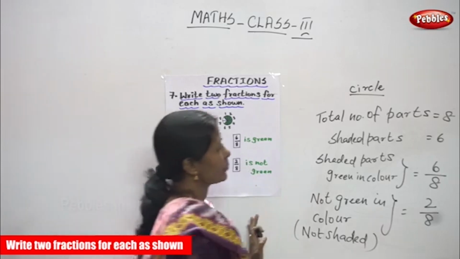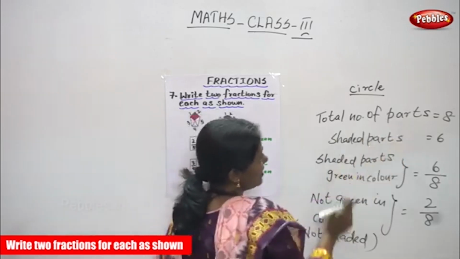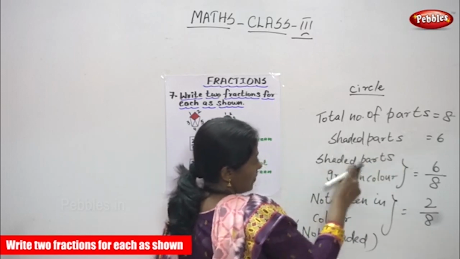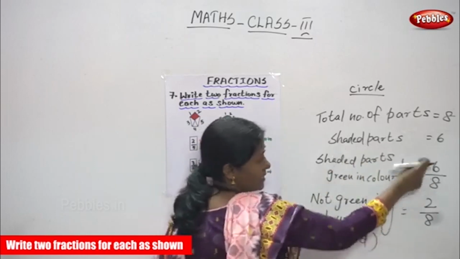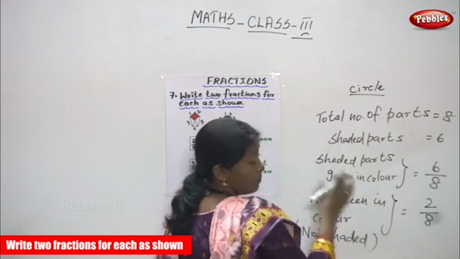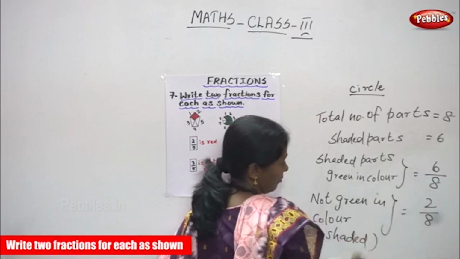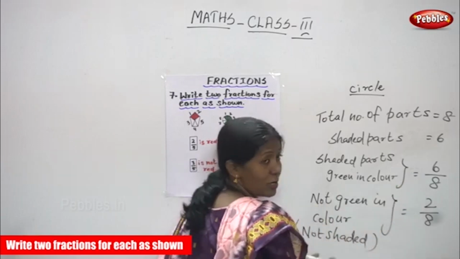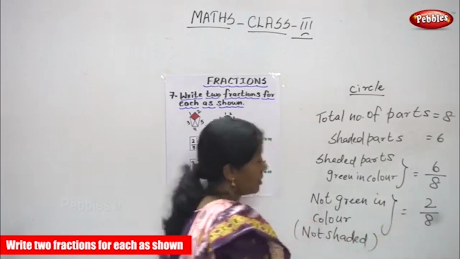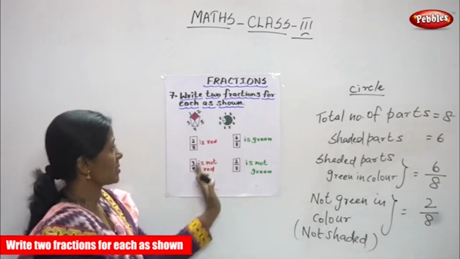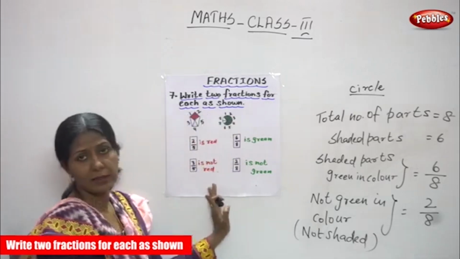That is what I have given as the proper explanation. Total number of parts is 8, shaded parts is 6, shaded parts green in color, 6 by 8. This is a fraction. You have to write in fraction because this topic is write in fraction. The shaded parts green in color, 6 by 8 fraction, not green in color, that means not shaded parts, 2 by 8 fraction. I think you understand this question. Understand these two questions very clearly. Thank you.